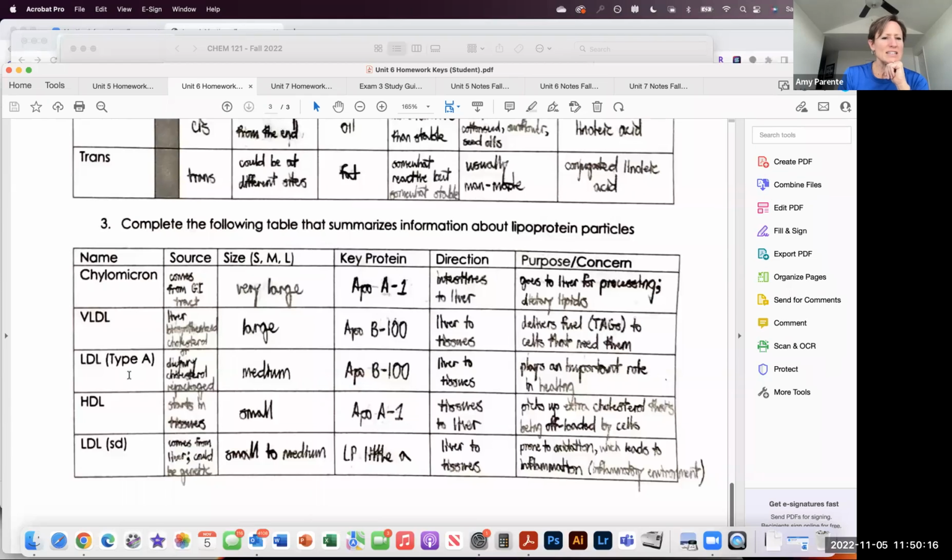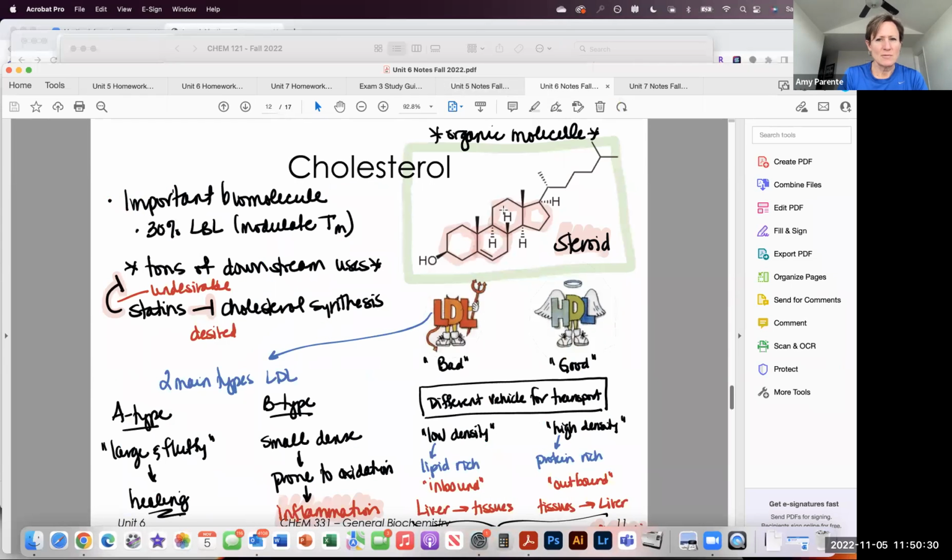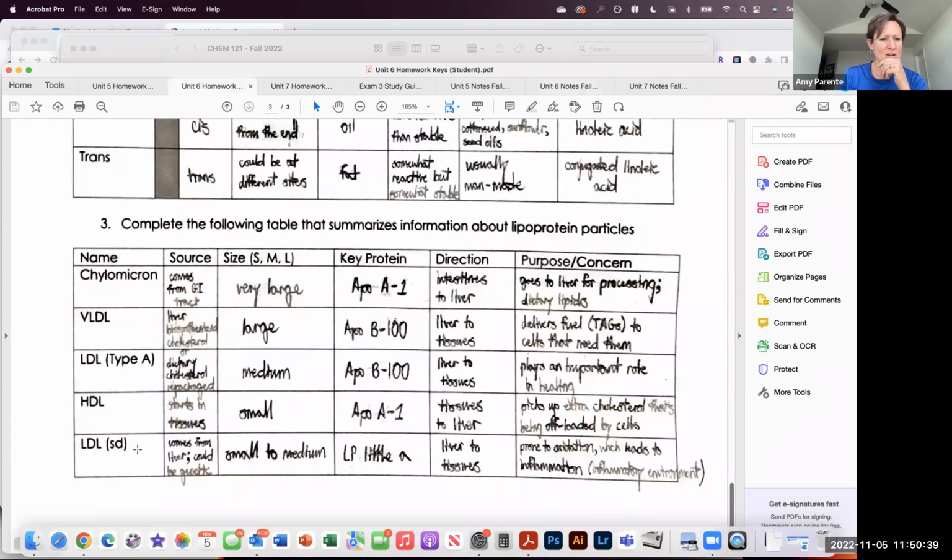Okay. We did talk very generally about the LDL particles that are what we call type A. So those are like the big fluffy kind of particles. Let me go to our notes and get to that slide so we can see where that is. So that was this slide. So the A type are sort of the large fluffy. The B type are these small dense ones. So if I come back over here, we've got SD, that stands for small dense. So I generally want you to know the key proteins that are present on the surfaces of those.